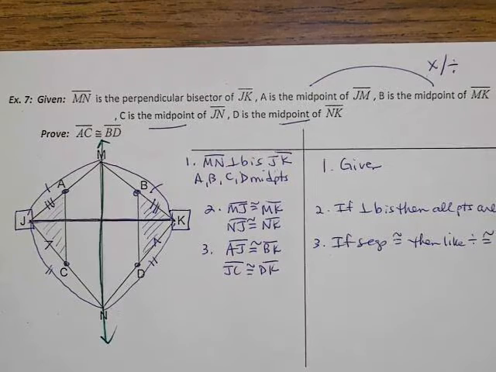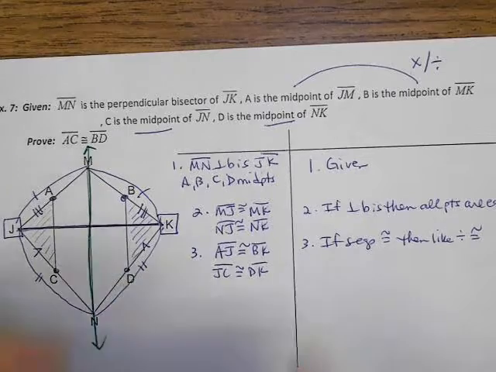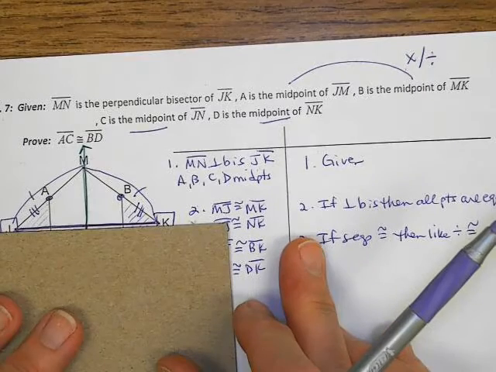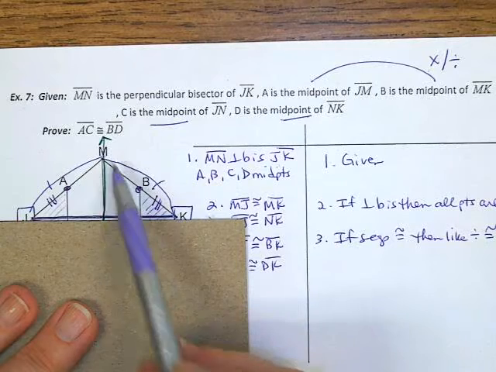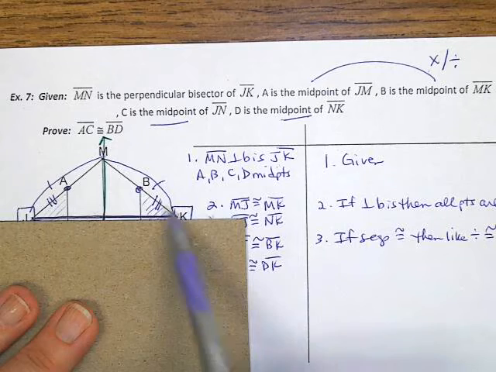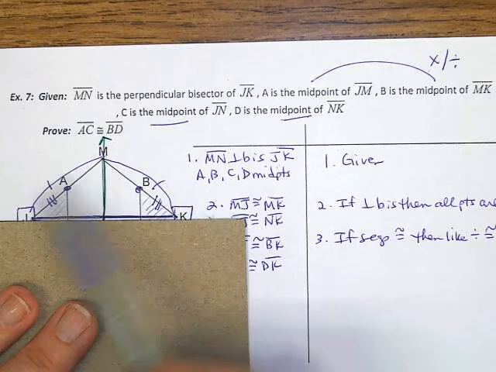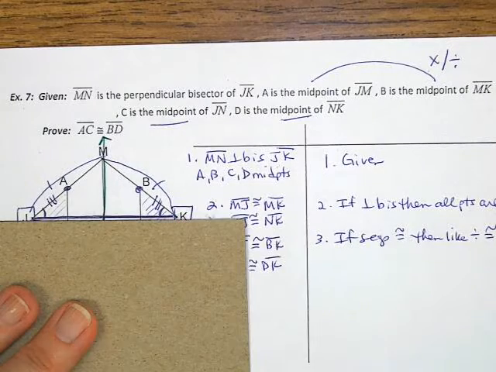Because it doesn't look like I have anything else in the given, I'll give you a hint, right? How about you just look at the top half of this picture? If you see that these two segments are congruent, think back to the last chapter, right? This triangle is isosceles. So if these two sides are congruent, aren't these angles congruent?